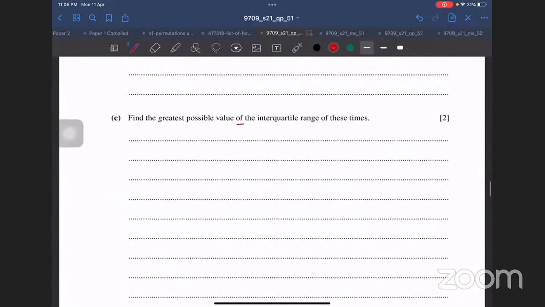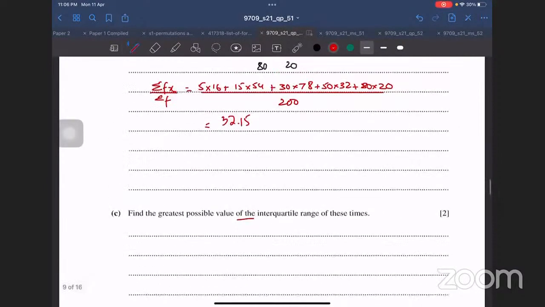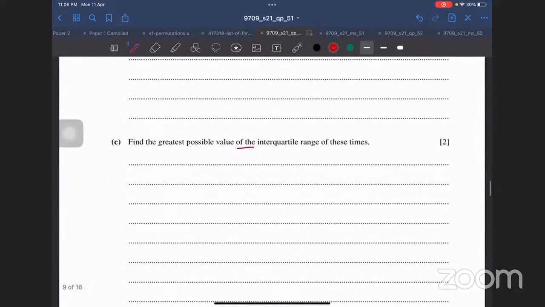Find the greatest possible value of the interquartile range of these times. Now, this is something that you should be careful about when you're calculating the interquartile range. If you wanted an exact value for the interquartile range, you would need the cumulative frequency graph. But since I don't have that, and the interquartile range is the distance between the lower quartile and the upper quartile, what I'm going to do is try to estimate the lower quartile and upper quartile.